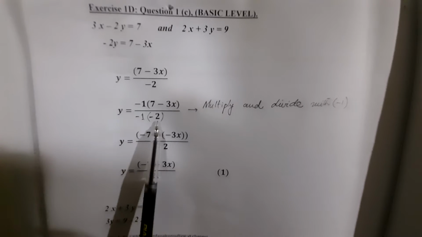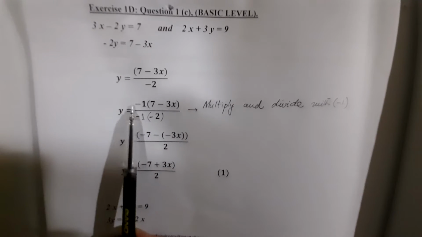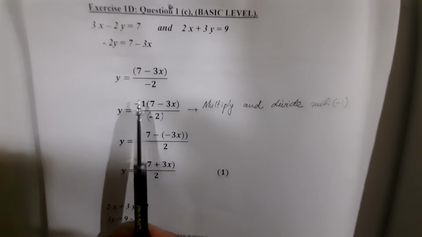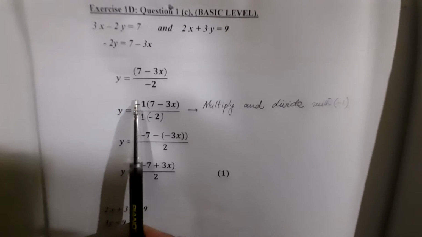Minus 1 multiplied by minus 2 becomes plus 2. Minus 1 multiplied by 7 becomes minus 7, and minus 1 multiplied by minus 3x, minus multiplied by minus is plus. So y is equal to minus 7 plus 3x divided by 2.